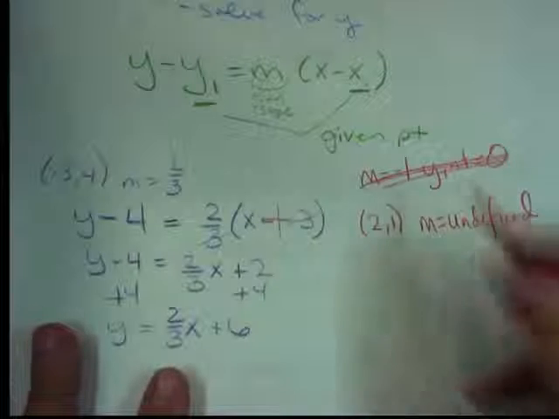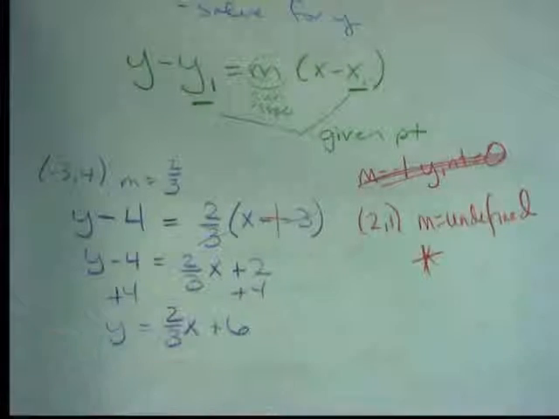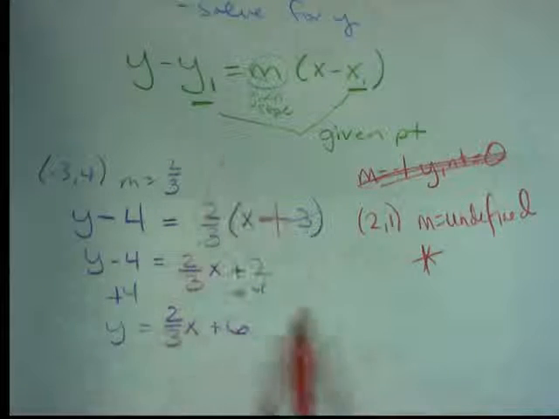All right, so an undefined slope, little bells and whistles should be going off. Ding, ding, ding, ding. Something's not right. This is special. This is unique. And when that happens, I don't necessarily follow my point slope formula.